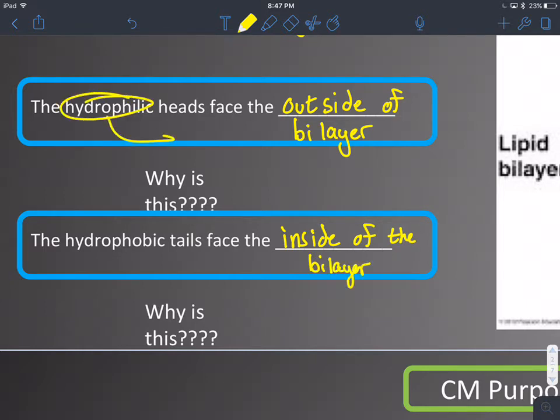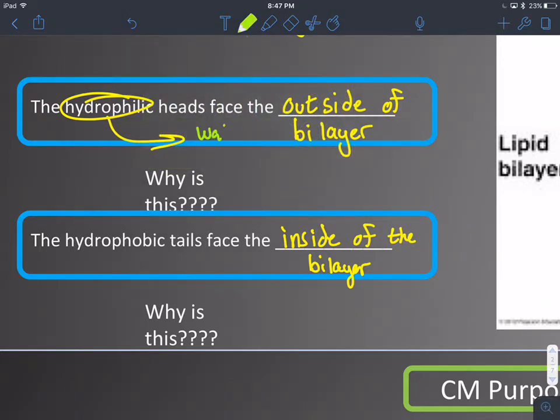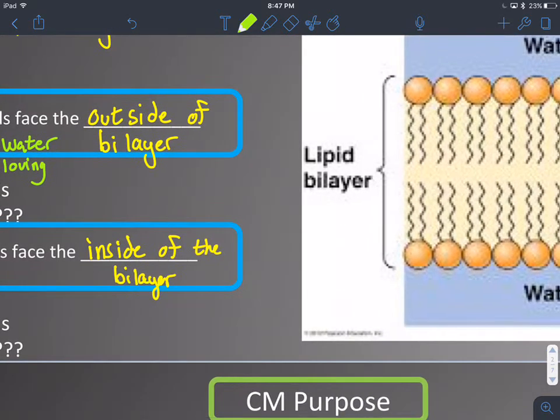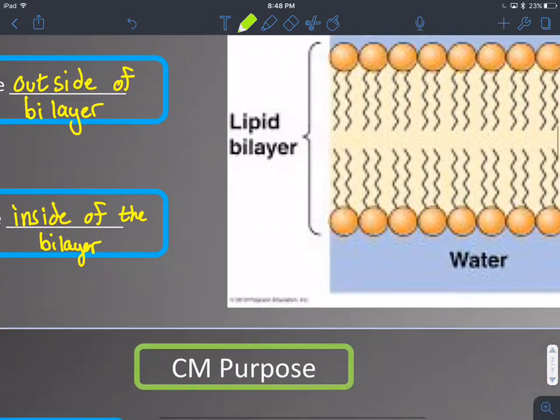If you correctly recall, hydrophilic means water loving. It likes water, so it'll face it on the outside of this bilayer. Whereas hydrophobic means water hating. It's basically scared of this water.